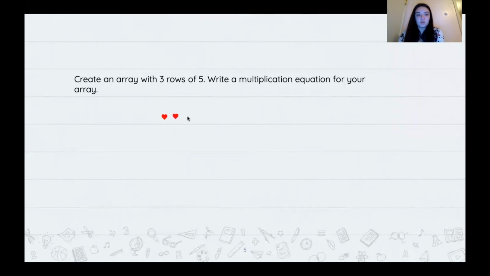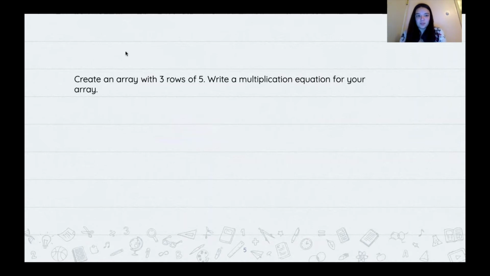1, 2, 3, 4, 5. 1, 2, 3, 4, 5. 1, 2, 3, 4, 5. I'm going to write my equation here. So I have 3, because I have 3 rows, and there are 5 in each row. How many do I have all together? Go ahead and skip count by 5. So we have 5, 10, and 15. There's a total of 15 hearts in the array.